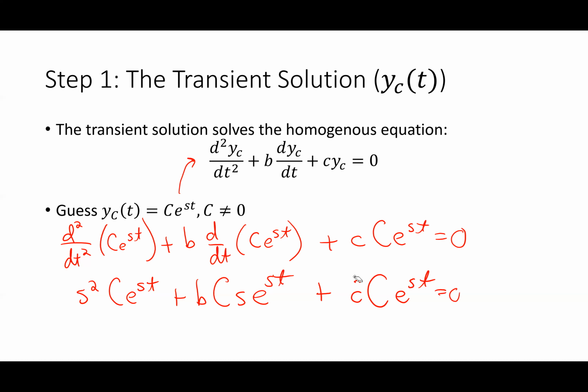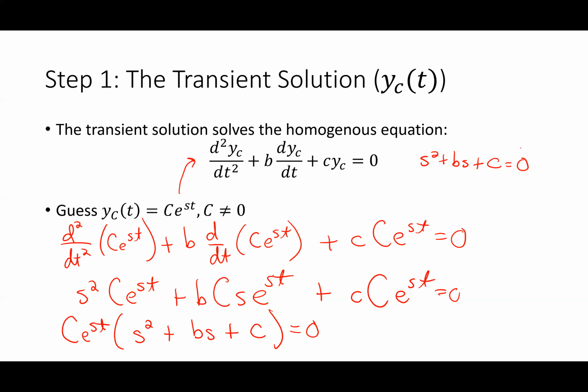Now, I can factor that. I've got some common terms there. What are my common terms in each of those three terms? C e to the st is common. So I pull that out and I get C e to the st times s squared plus Bs plus c equals zero. I've got three things that multiply each other that could all equal zero. We said C is not equal to zero because that was a trivial choice. None of this would mean anything if that was the case. What about e to the st? That's never going to be zero. So I'm left with the fact that s squared plus Bs plus c is equal to zero. Now, how many roots does that have?